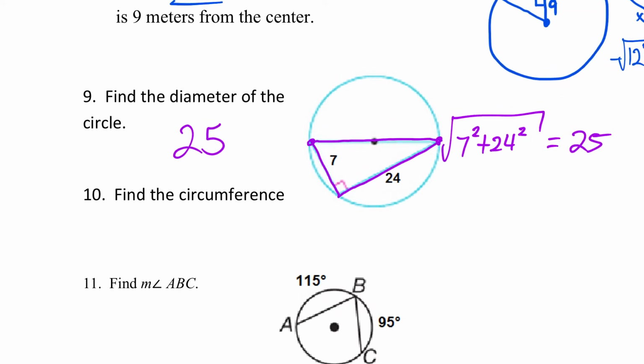Number 10 says find the circumference. So again, how do we find circumference from the diameter? Just times pi. So I'm going to go pi times 25.